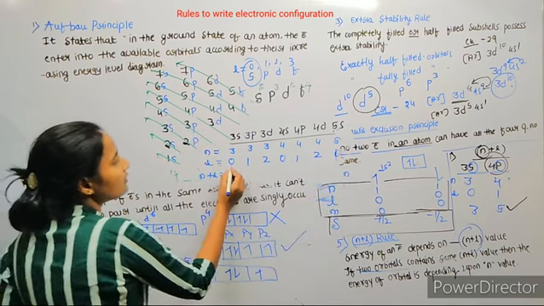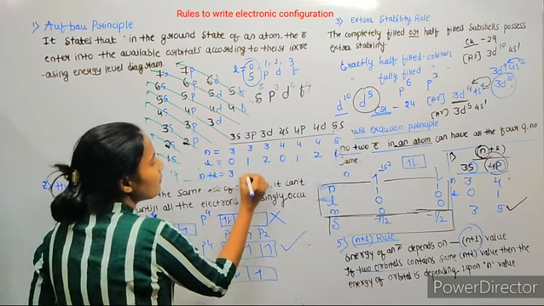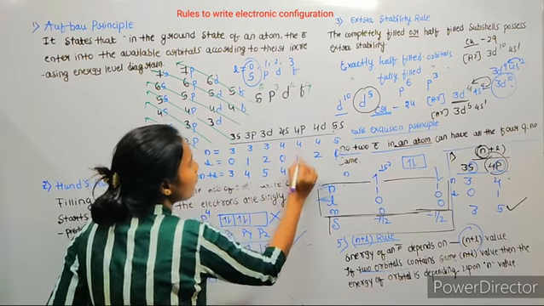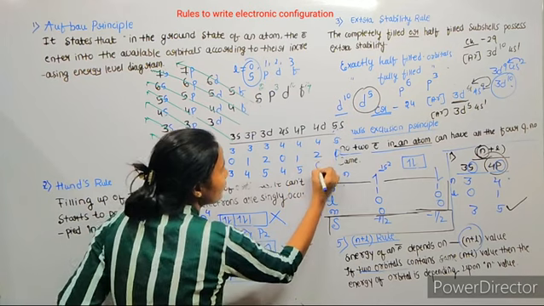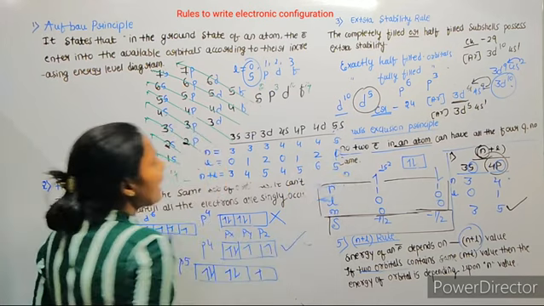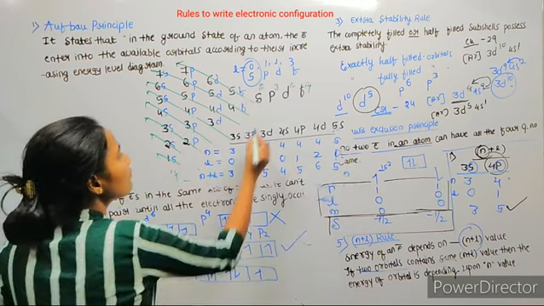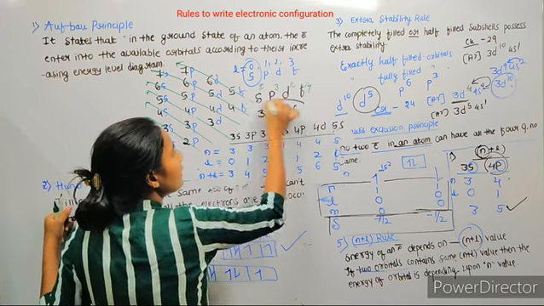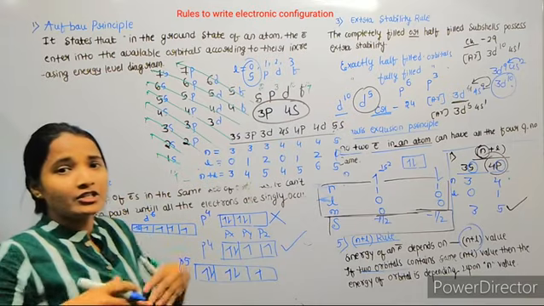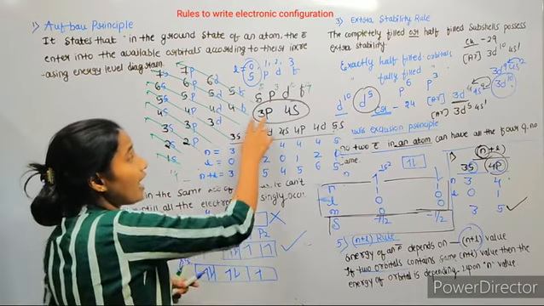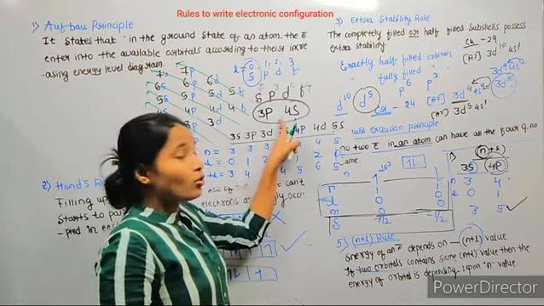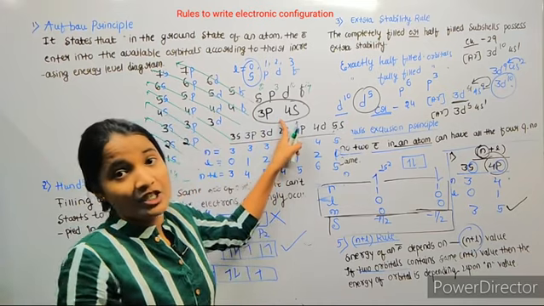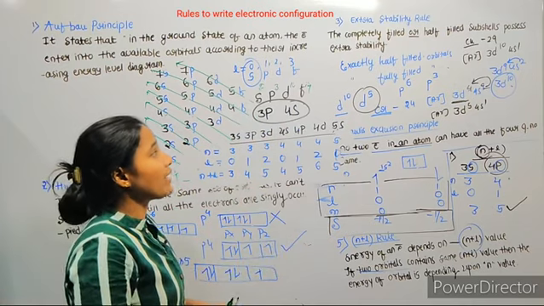So n plus l: 3 plus 0 is 3, 3 plus 1 is 4, 3 plus 2 is 5, 4 plus 0 is 4, 4 plus 1 is 5, 4 plus 2 is 6, 5 plus 0 is 5. And yes students, just observe here, out of these two, 3p and 4s, which has the highest energy value?